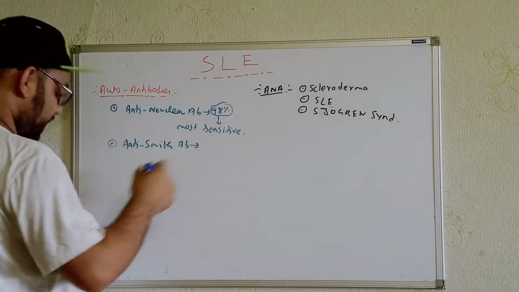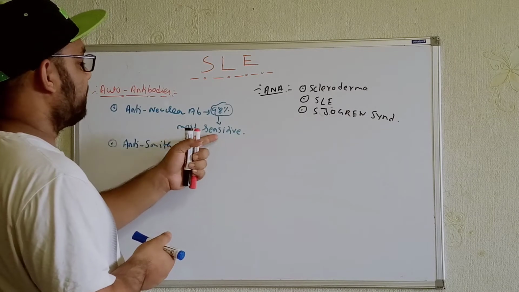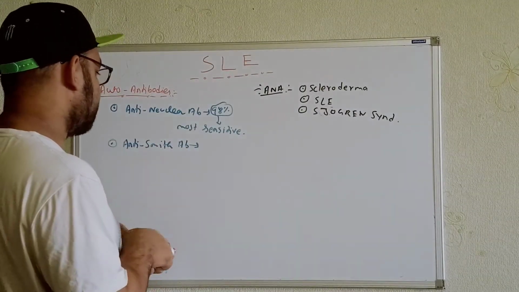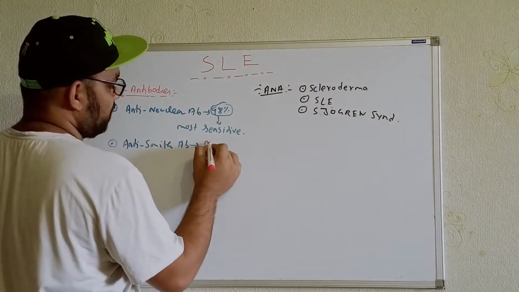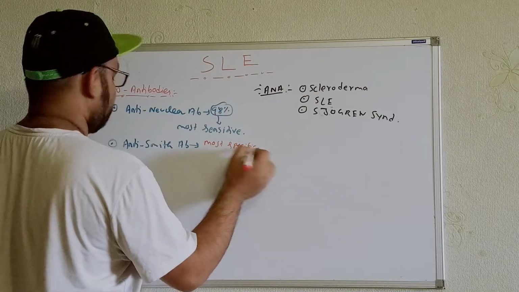Anti-Smith antibody. Now try to understand, this is the most specific one. If we say the most sensitive, that will be anti-nuclear antibody. In the questions, if it is given the most specific antibody, then you are supposed to remember that anti-Smith antibody. Most specific.